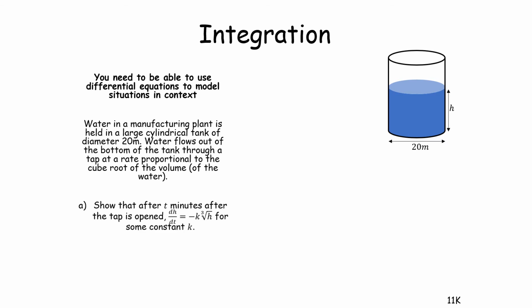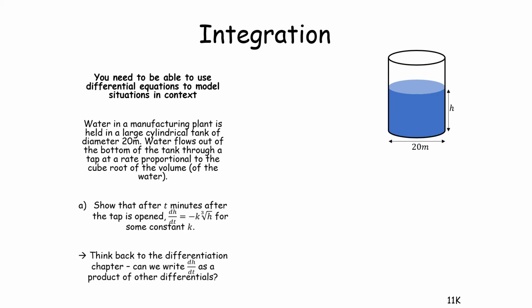All right, so let's look at this question here. Okay, so here we have an example of a drum of diameter 20 meters and the water inside it of height h. And we're told there's a leakage at the bottom of the drum, and the leakage is flowing at a rate which is proportional to the cube root of the volume of the water. And we ask part A, show that after t minutes the tap is opened, the rate of change is minus k cube root of h, where k is some constant to be found.